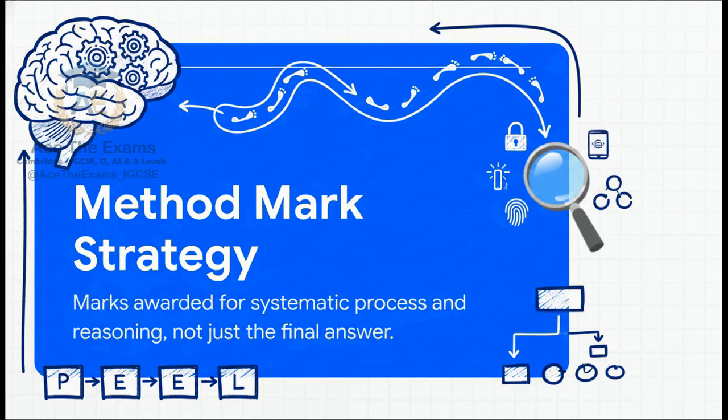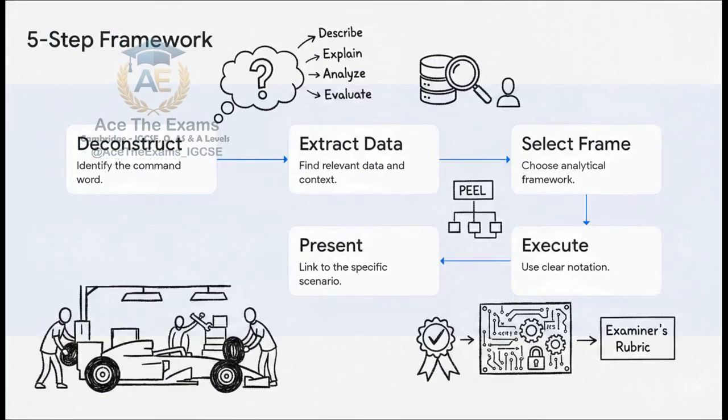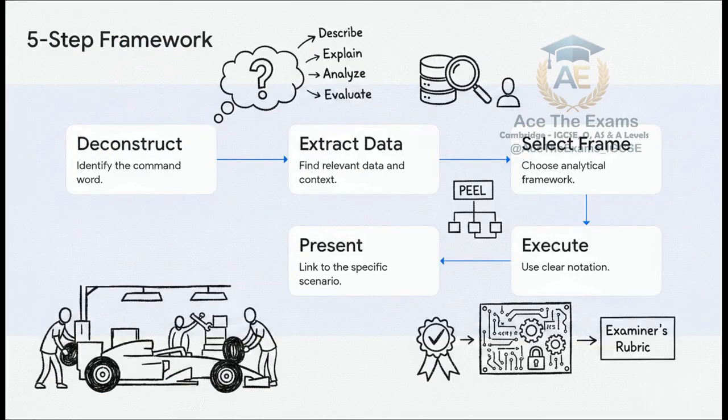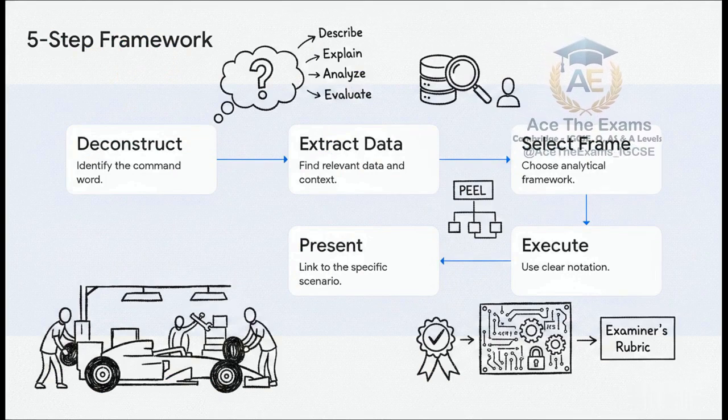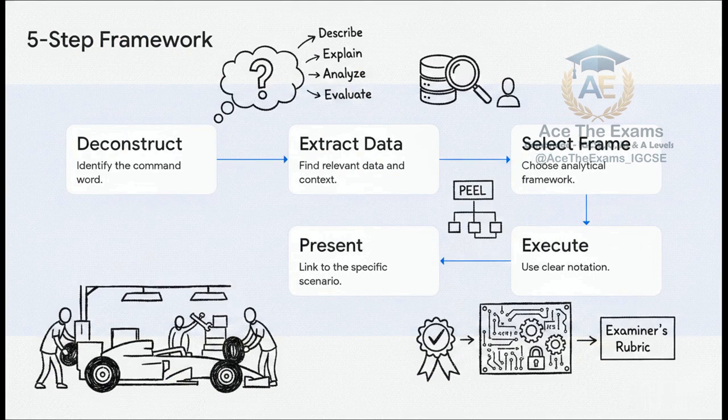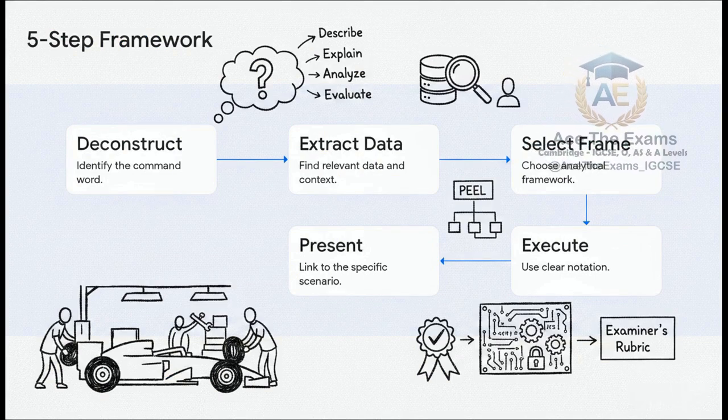And this is exactly where we introduce the PEAL framework: point, evidence, explanation, link. It is the absolute ultimate tool for structuring these evidence-based analytical answers that the Cambridge mark schemes heavily reward. So the really crucial point here is applying a standardized sequence. Here's the 5-step procedural framework pulled directly from the syllabus guidelines. Think of this as our ultimate computer science success blueprint.